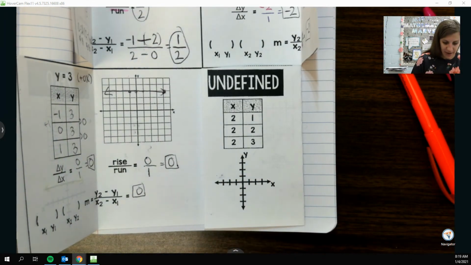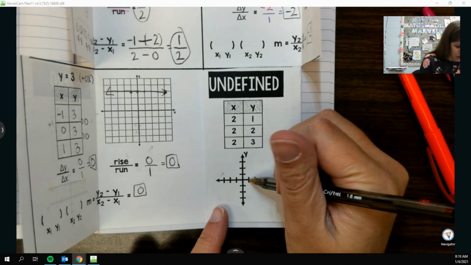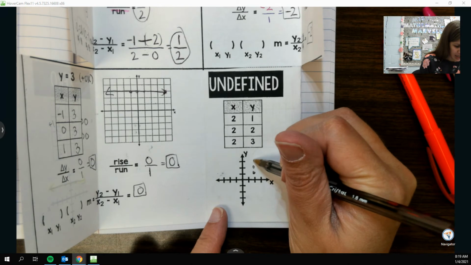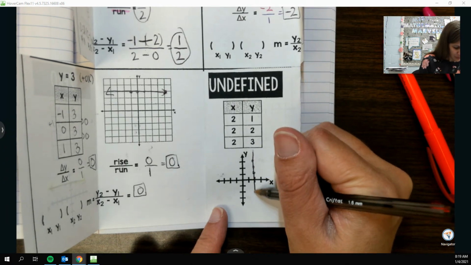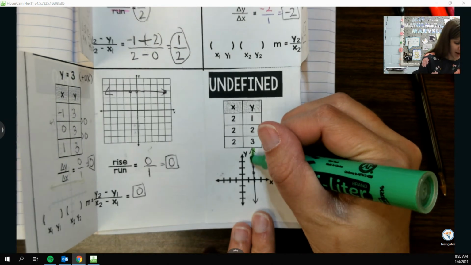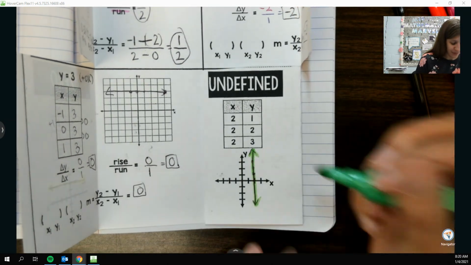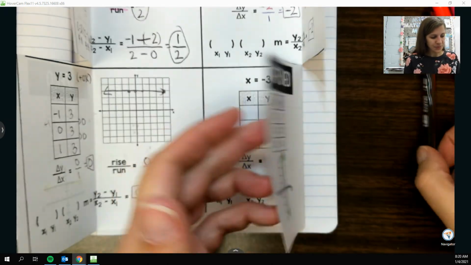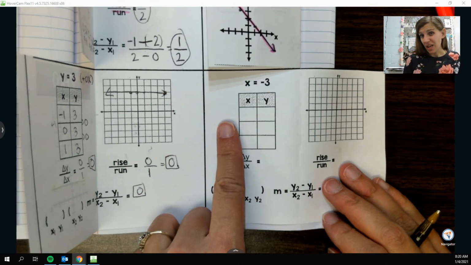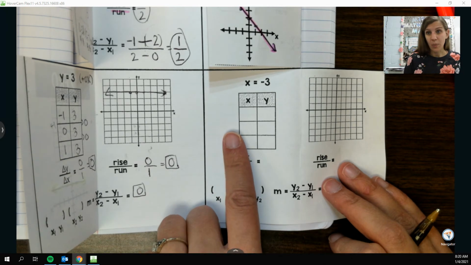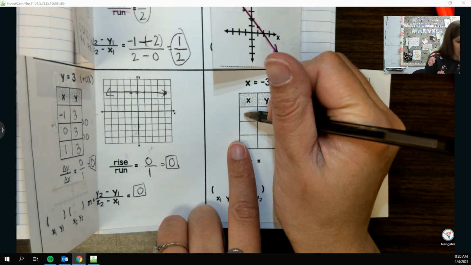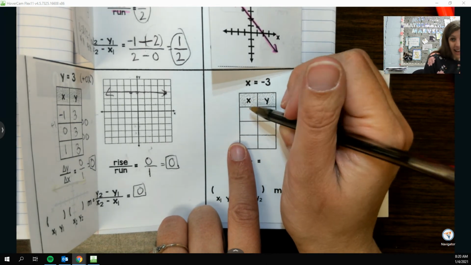So with undefined slope, we go (2, 1), (2, 2), and (2, 3). So undefined slope is always vertical. I cannot walk straight up. It's not possible. And so it's kind of weird when we're looking at our equation, there won't be a y, there will only be an x. And so no matter what, x has to be -3.